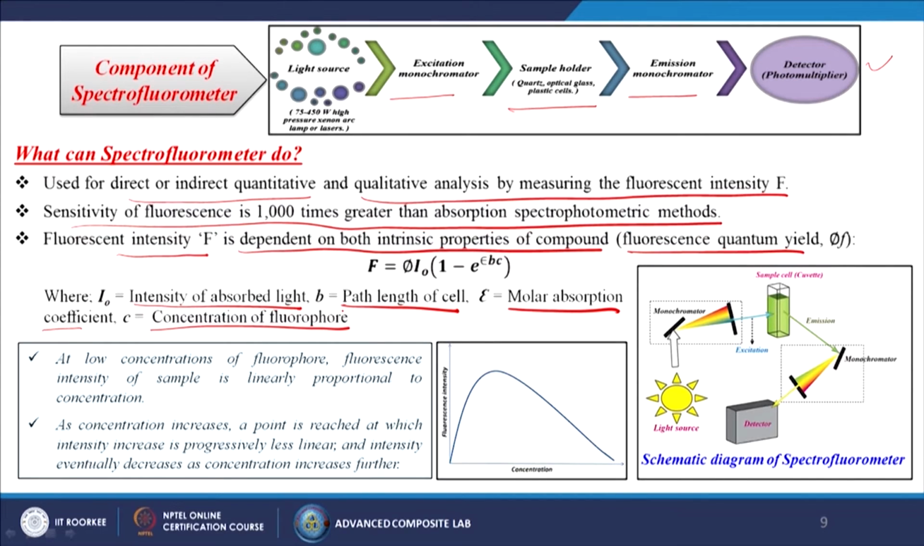At low concentration of fluorophore, fluorescence intensity of the sample is linearly proportional to concentration. As concentration increases, a point is reached at which the intensity increase is progressively less linear and intensity eventually decreases as concentration increases further. So, first it is rapidly increasing, after that it becomes slow, then after that it goes on to decrease.